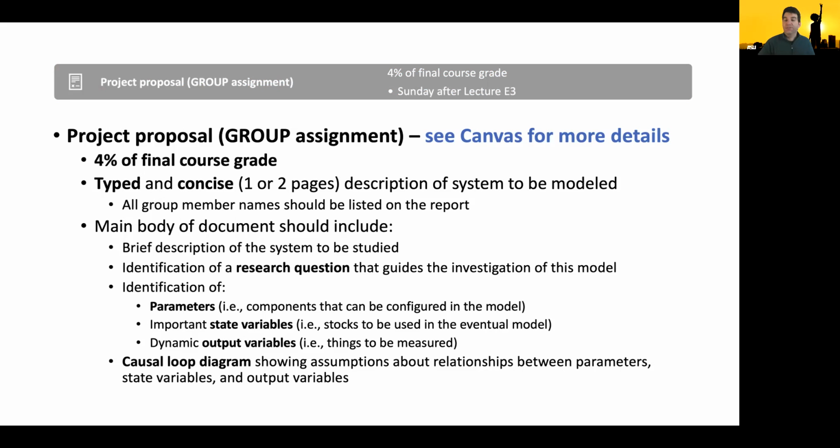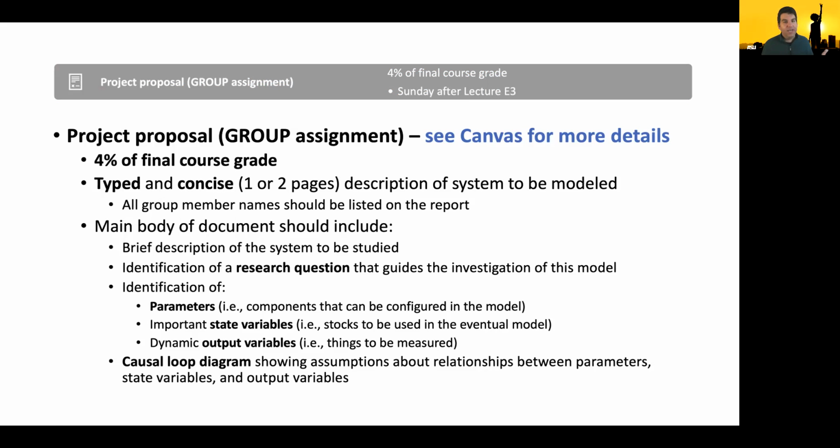Once you end up doing the real model, there's probably going to be a lot more state variables, output variables, and parameters. And maybe some of the ones you thought you needed here, you'll end up getting rid of or replacing with others. And that's fine. But I just need a core list of parameters, state variables, and output variables, and a causal loop diagram showing me how you think they might relate to each other.